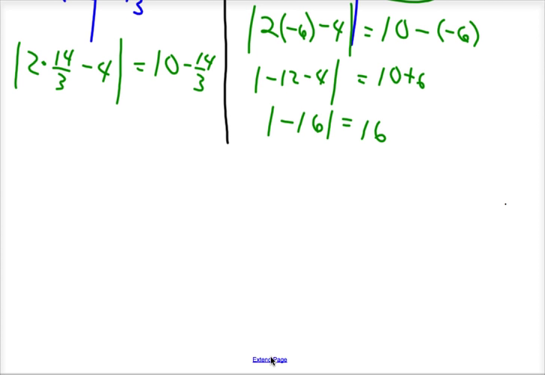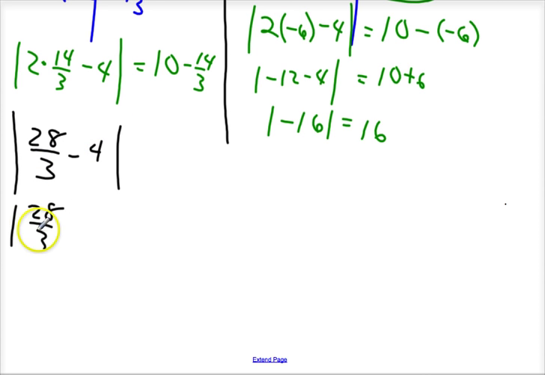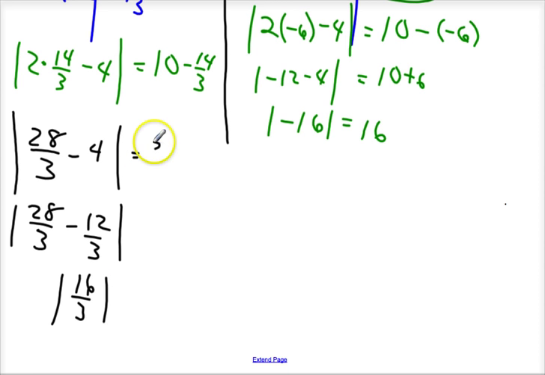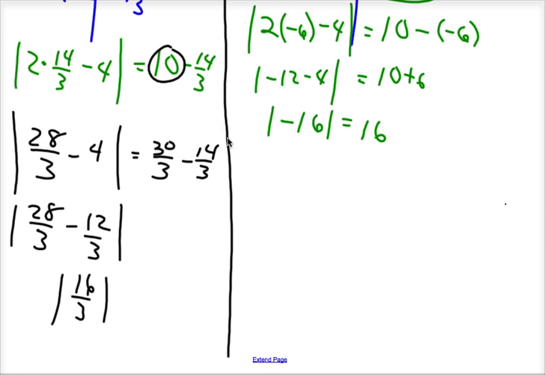You can punch this in your calculator, otherwise I'll go through it quickly here. This would be 28 thirds minus 4. That'd be 28 thirds minus 12 thirds. That'd be the absolute value of 16 thirds. So I need 16 thirds on the right. On the right, I would get 30 thirds. That's what 10 is, 30 thirds minus 14 thirds. And that is also 16 thirds. So that one checks as well.